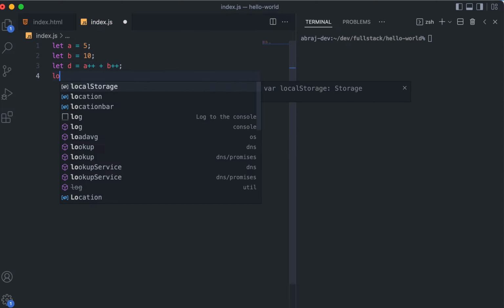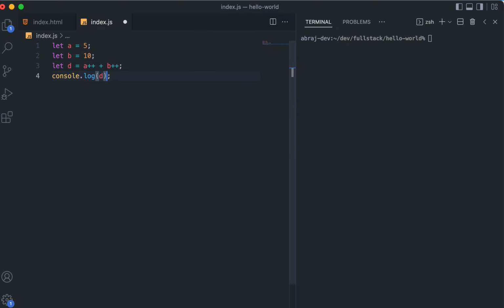Okay, and then let's print this value d. So it will execute, then we'll see that 15 is coming. Okay, so we understand that this thing is evaluated and this expression is assigned a value of 5. This thing got evaluated and this got assigned a value of 10. Why? Because it is post increment.